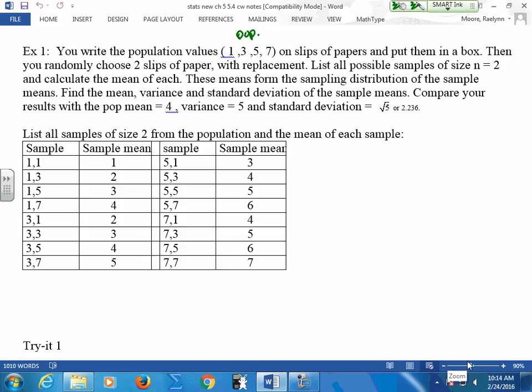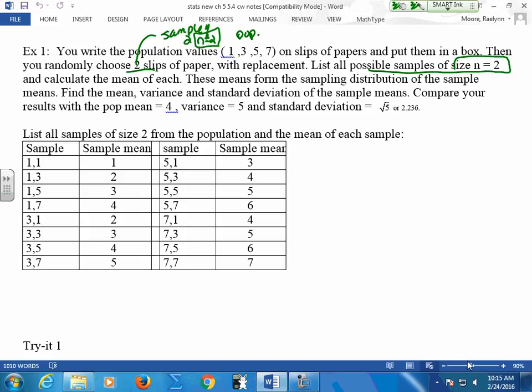1, 3, 5, 7 on slips of papers. You put them into a box and you randomly select 2 slips of paper. So this is your sample of 2. Therefore, N is going to be equal to 2. And you replace it each time. So I technically can get the same numbers over and over again, right? You list all the possible samples of size 2, and you calculate the mean of each.